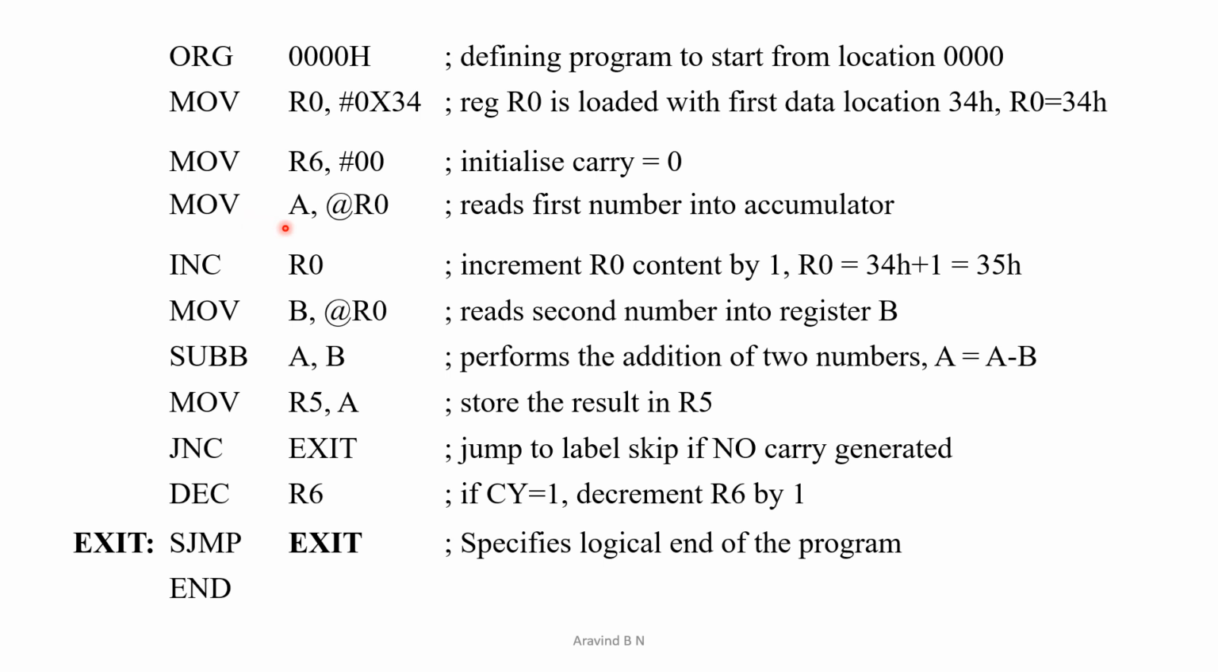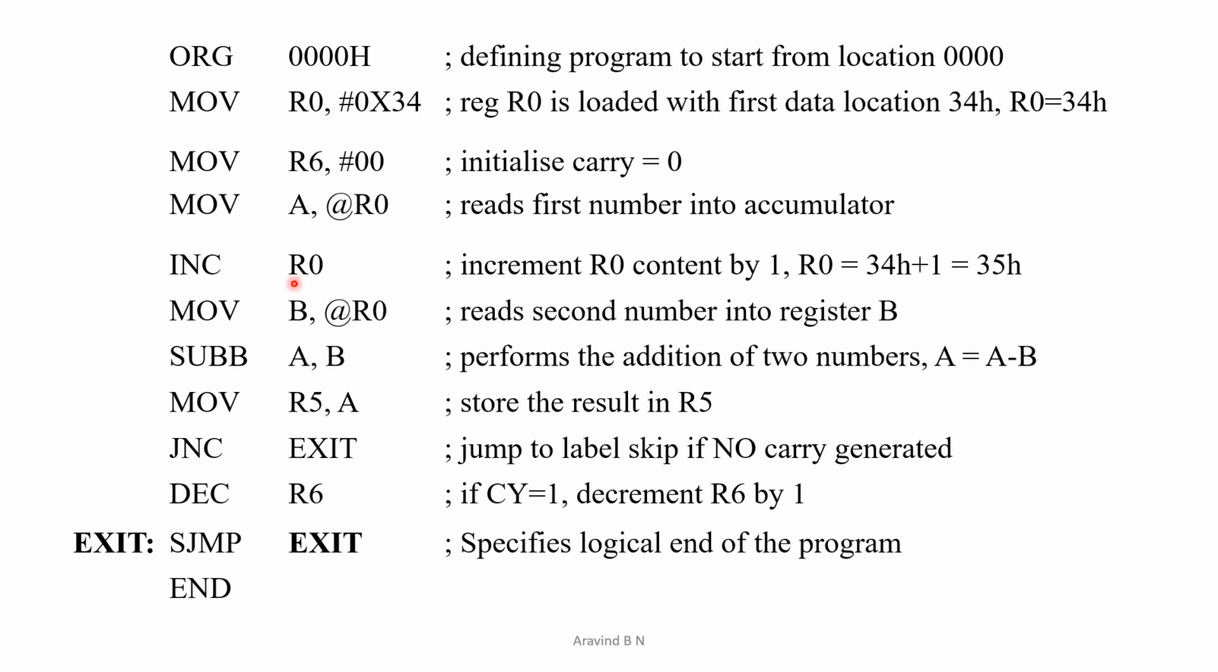Then fetch the value stored in the first memory location to the accumulator. That is, now R0 consists of the location 34H. So from memory location 34H, whatever value is present in that location will be moved to the accumulator. So MOV A, @R0.